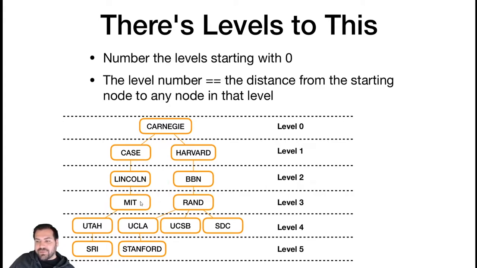So we get a lot of information by visualizing the breadth first search in this way, by visualizing it in this tree structure as we visit the nodes. So this is how we can get a lot of information out of BFS when we run this thing.